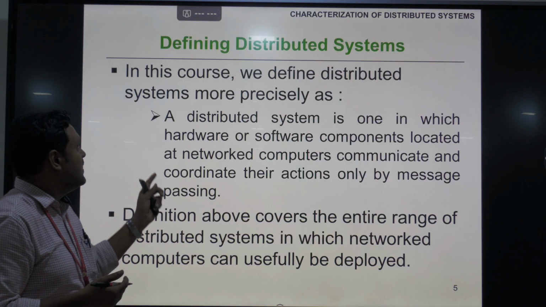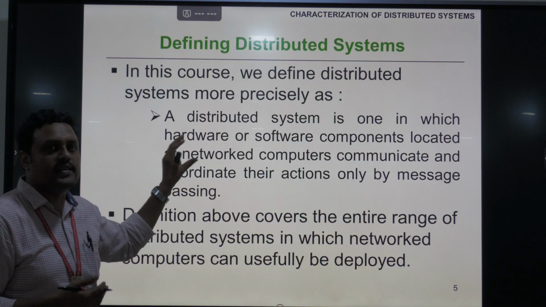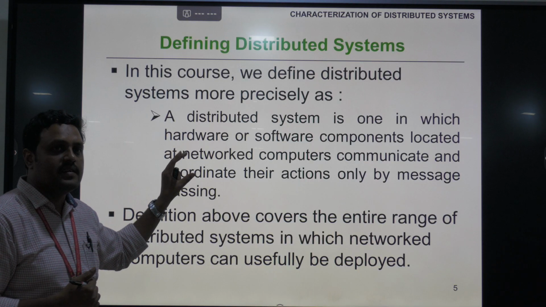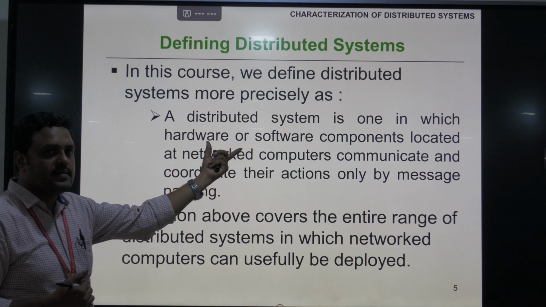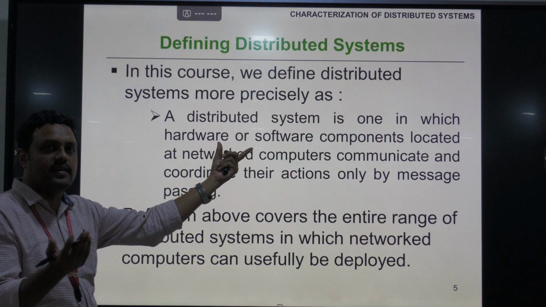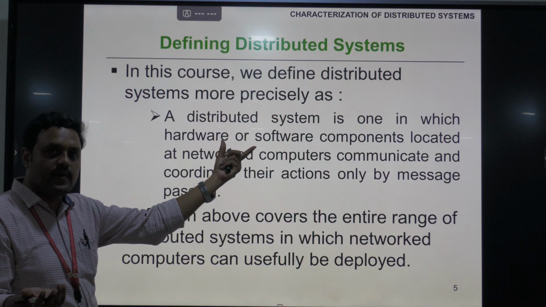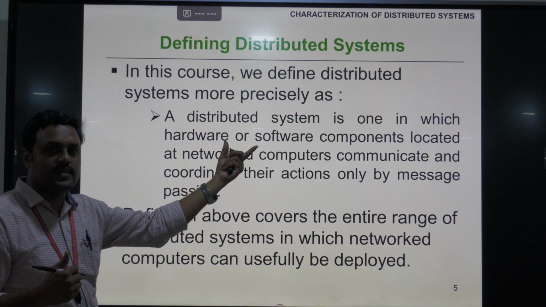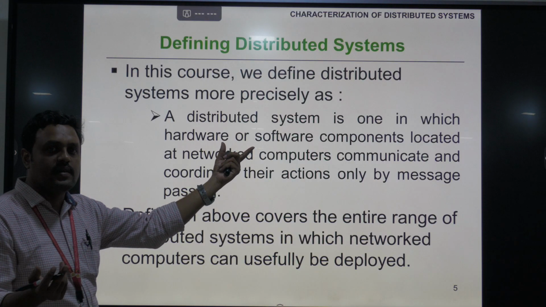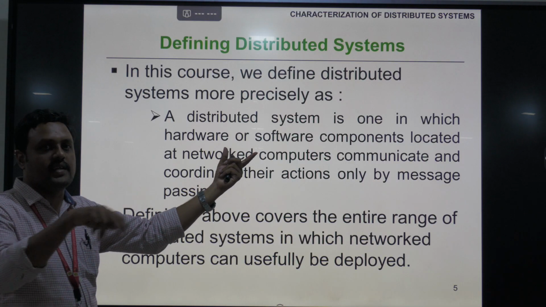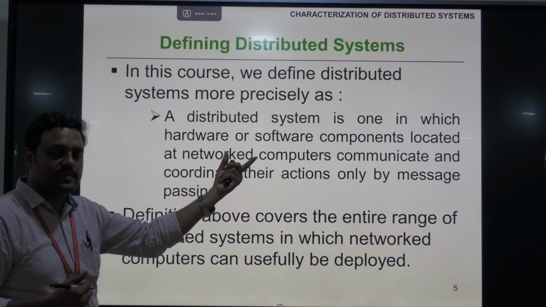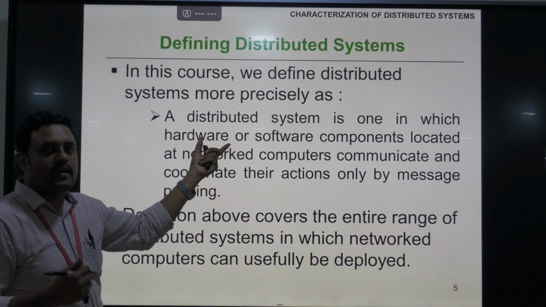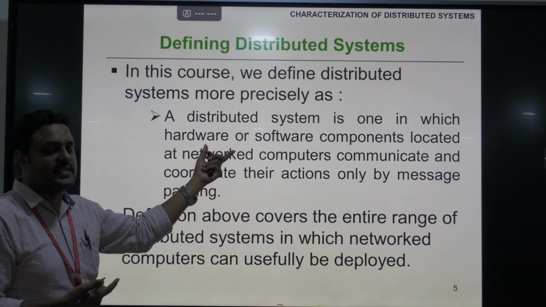So that is the precise way of defining a distributed system. In this, there are a few characteristics. We can say heterogeneous systems: different systems with different software and hardware are called heterogeneous systems, and these heterogeneous systems connect with one another to pass messages and to accomplish a task. That is one characteristic.